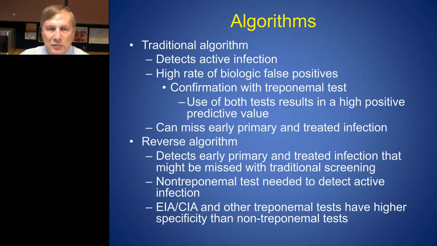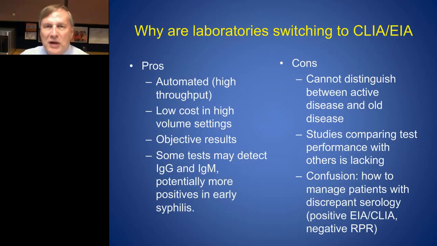The reverse algorithm detects early primary and treated infections that might be missed with the traditional screening. The non-treponemal test is still needed to detect that active infection and also for monitoring the efficacy of treatment. The EIA and CLIA and other treponemal tests have higher specificity than the non-treponemal test. So very good assays. Okay, so why are laboratories switching to chemiluminescent immunoassays and enzyme immunoassays?